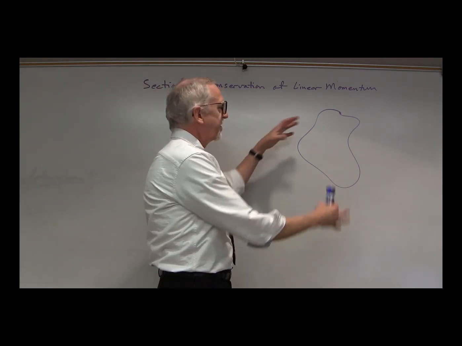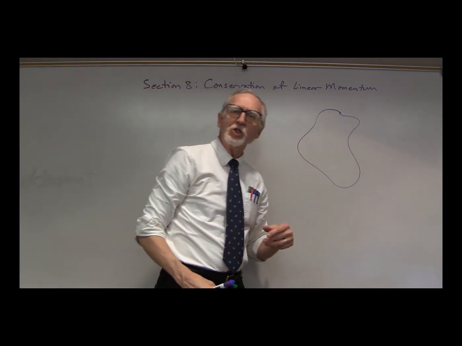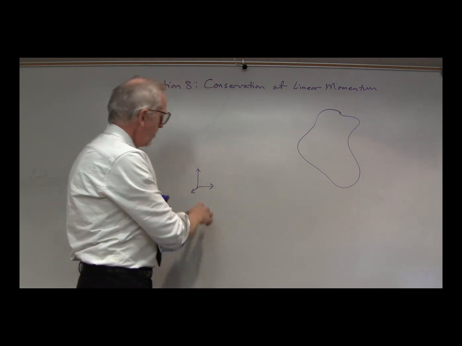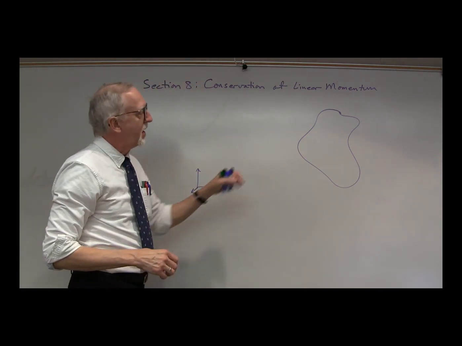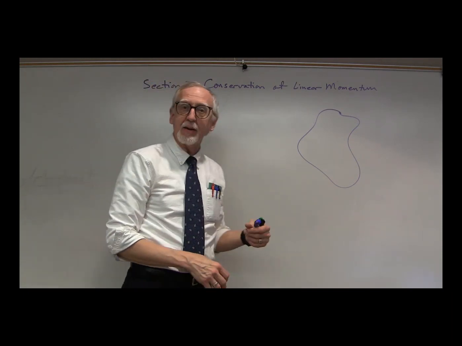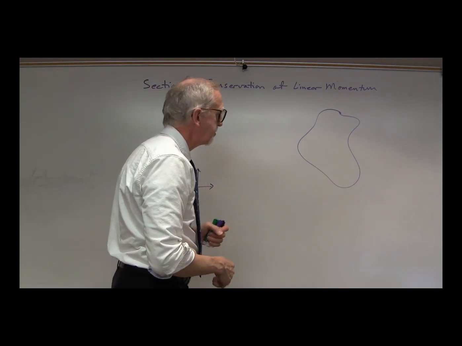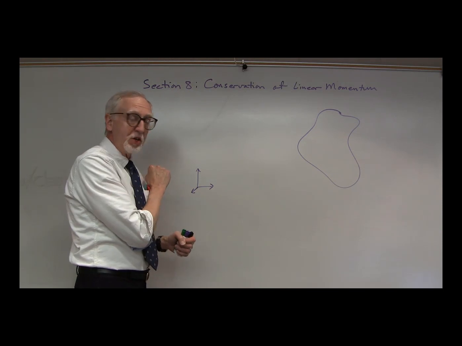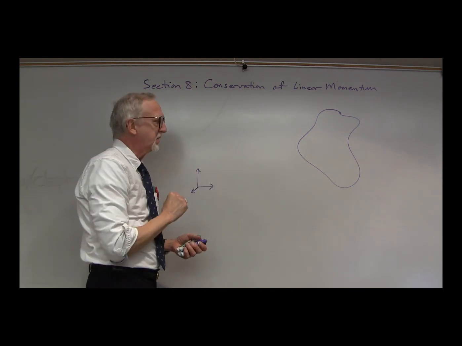Let's imagine we have some general three-dimensional shape of something, and we've got a coordinate system, and we want to define the center of mass of our abstract object, whatever it is, some general shape. And we're going to use whatever our arbitrary coordinate system is.